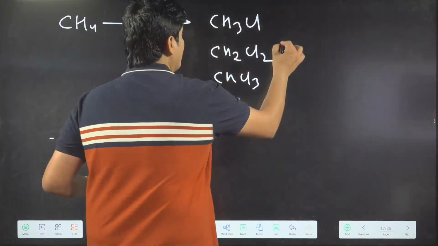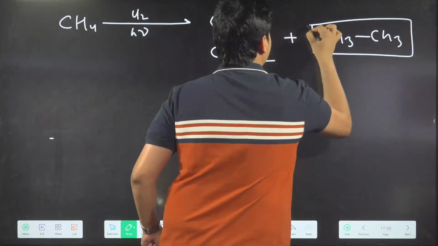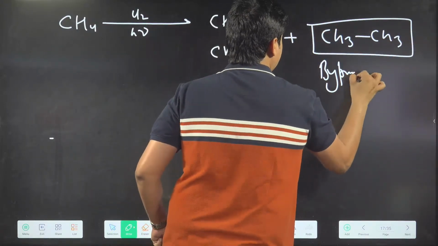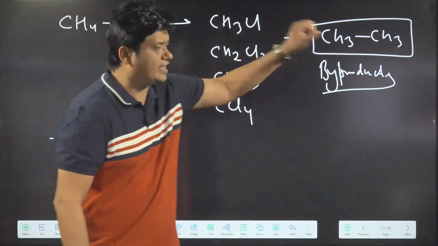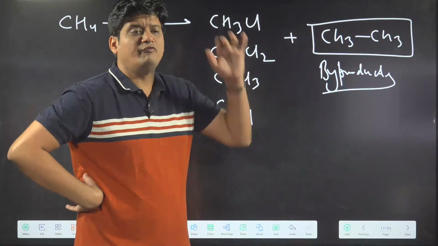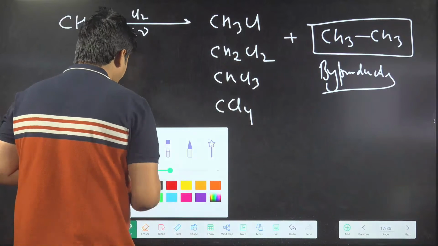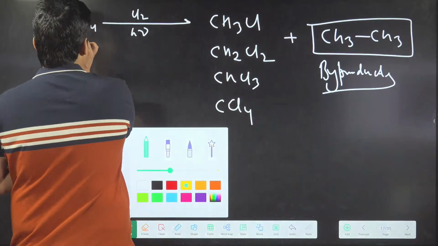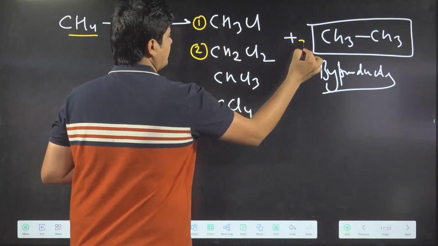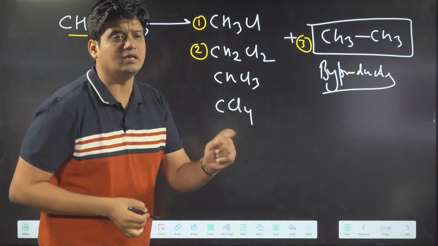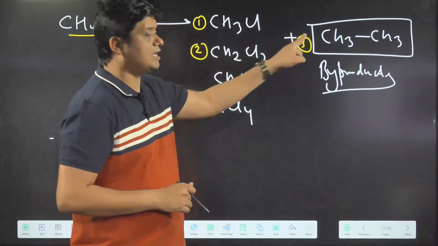But one more product is formed, that is CH3CH3. This is very important. This is a byproduct and it is very important. Is it okay or not? Why is this very important? Let the examiner ask: which of the following products is not formed during chlorination of methane? First option this, second option this, third option this, and fourth option none. Answer will be none, because all these are formed.